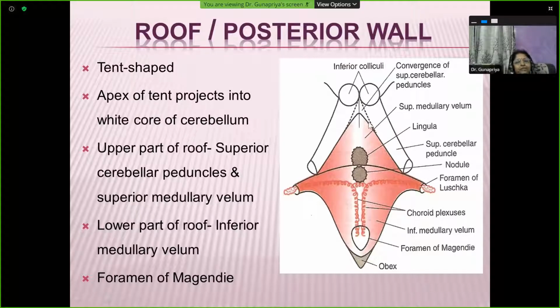The upper part of the roof of the posterior wall is formed by the superior cerebellar peduncle and superior medullary velum. The lower part of the roof of the posterior wall is formed by the inferior medullary velum. And here in the lower part of the roof, in the central part, you find the foramen of Magendie, the midline communication through which the fourth ventricle communicates with the subarachnoid space.